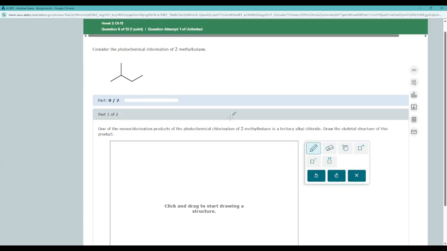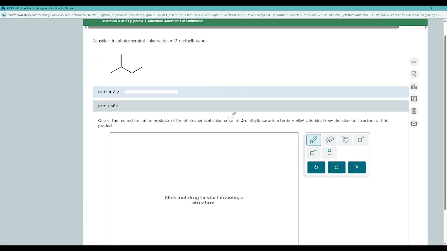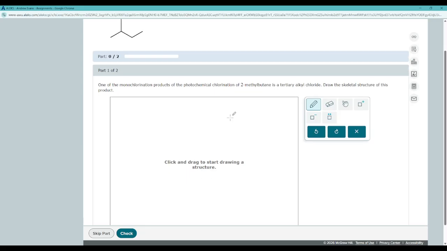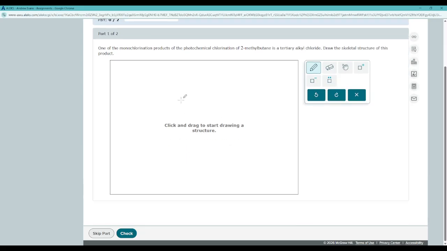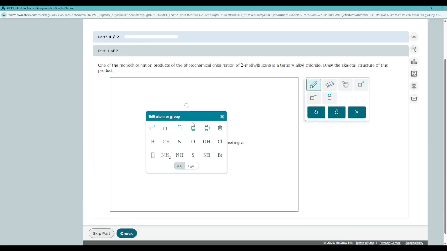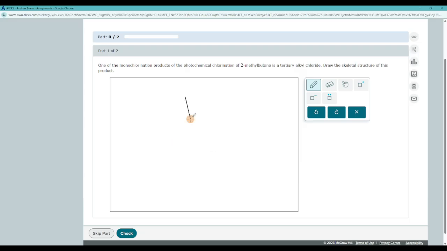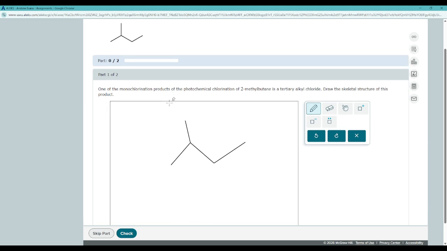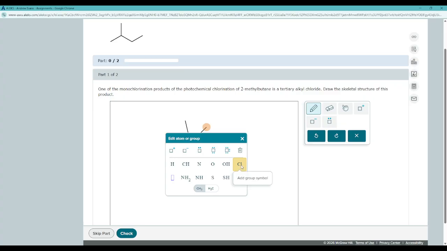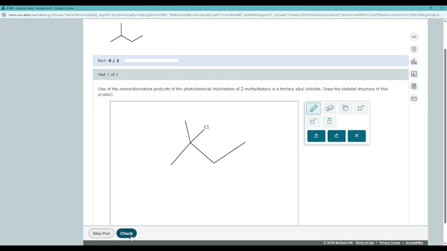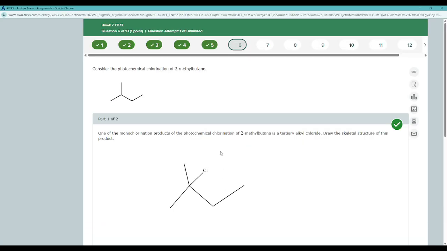One of the monochlorination products of photochemical chlorination of 2-methylbutane is a tertiary alkyl chloride. Draw the structure. So let's draw my starting structure and then figure out where this goes. So there's my starting structure. It's a tertiary alkyl chloride. Where would a tertiary position be? Right there. You'd be forming a chlorine at the tertiary carbon.